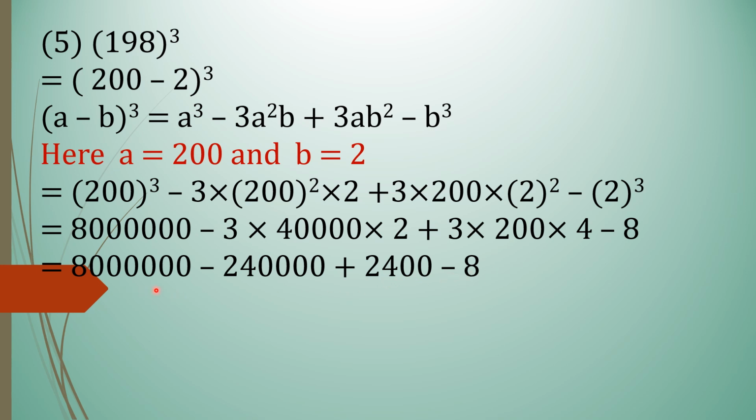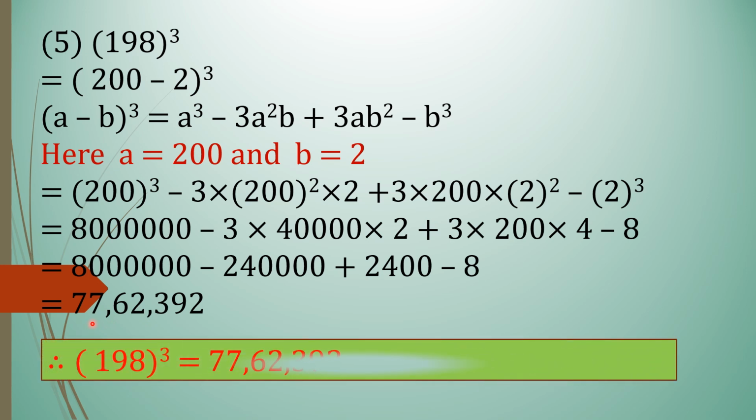Now you'll do addition and subtraction over here. After multiplying and finding out the value, now here addition and subtraction. After doing addition and subtraction, you'll get, students, the answer 77 lakh 62,392. So the answer is 7762,392. So therefore 198 cube equal to 7762,392. I hope you are now getting it, students.